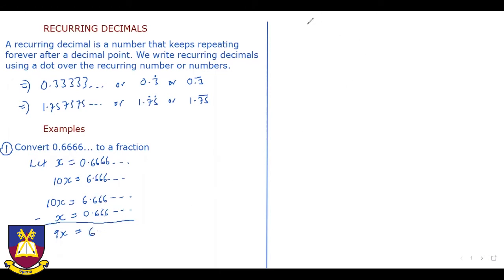That means 9x is equal to 6, so x is equal to 6 out of 9, which is the same as 2 out of 3 when we reduce by 3. So if you go to your calculator and press 2 divide by 3, you would get 0.66666. Let's look at the next example.